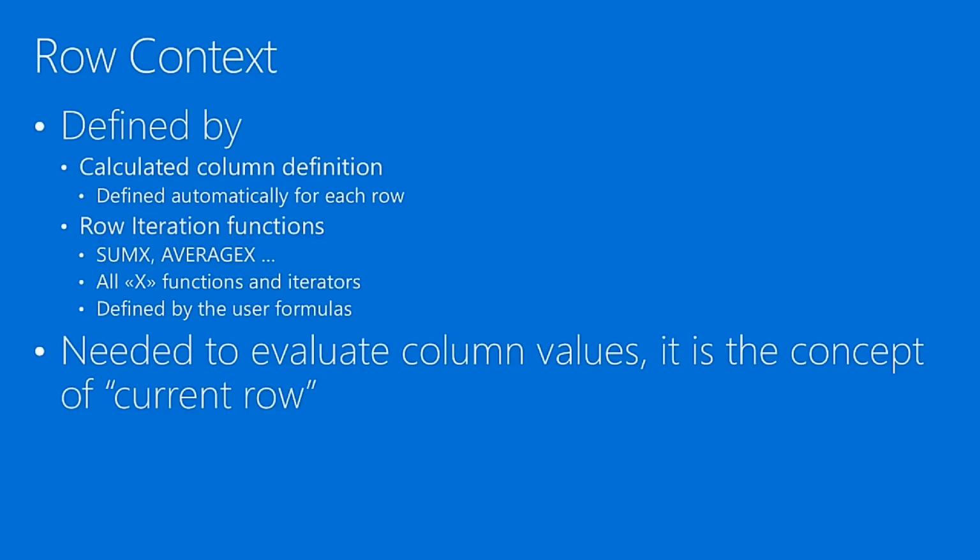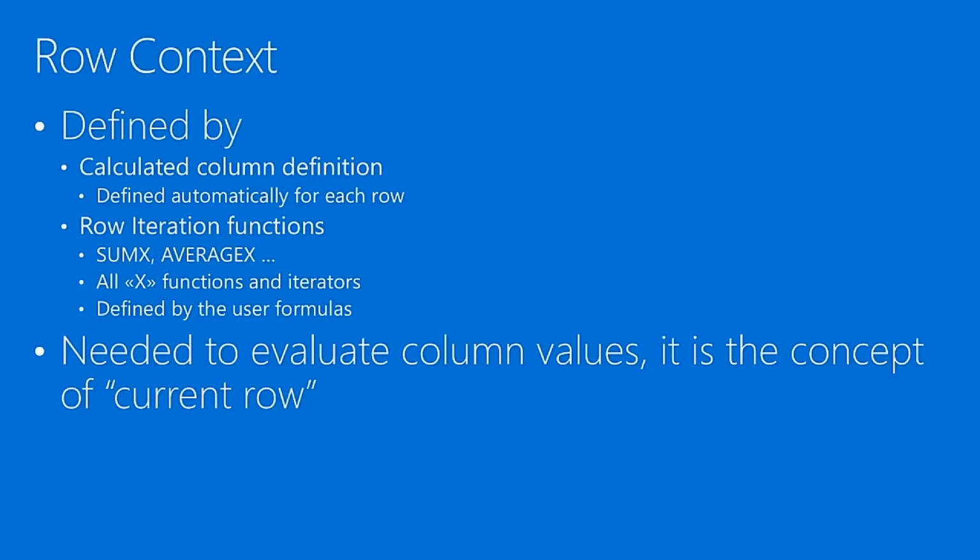So it's defined automatically when you create a calculated column. You don't need anything. The row context is already there, whereas it is explicitly introduced by SUMX, FILTER, AVERAGEX, any X function or any iterator will introduce a row context.